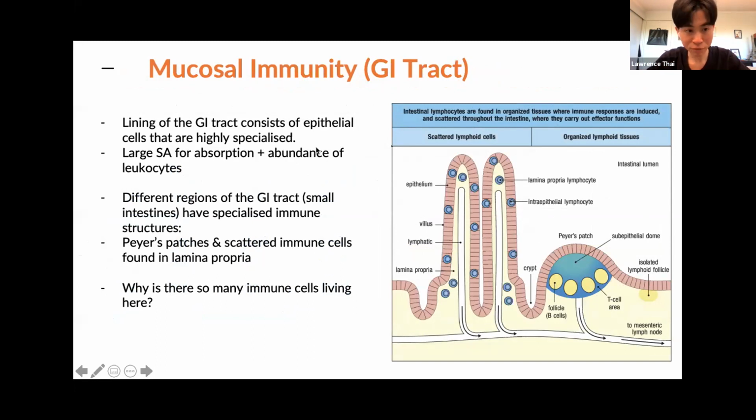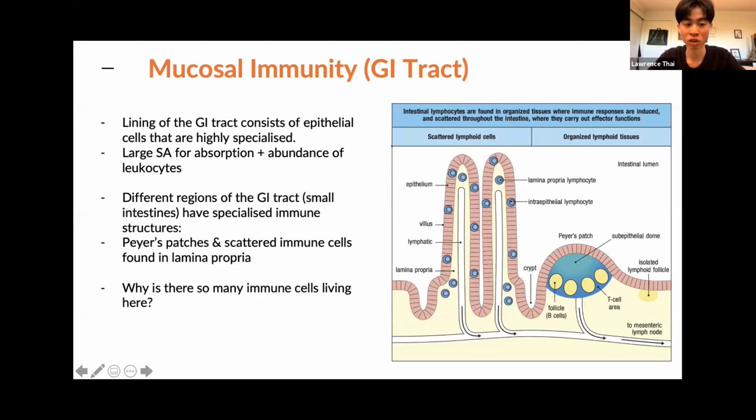To do with the GI tract. So just a brief introduction to the immune system and the GI tract and microbes in the GI tract. Pretty much our guts are lined by epithelial cells, which are highly specialized because you've got the villi structure and you've got the microvilli on top of that. And the sole purpose of that is to create a large enough surface area for absorption of nutrients.